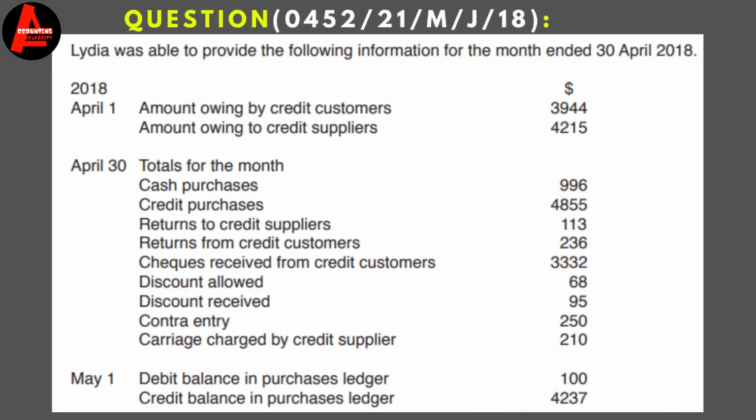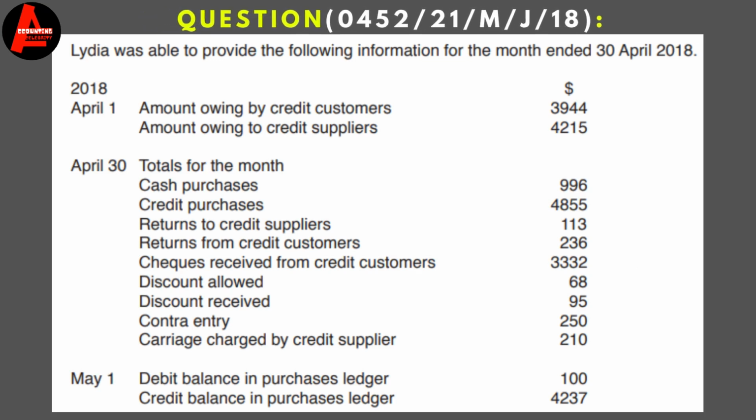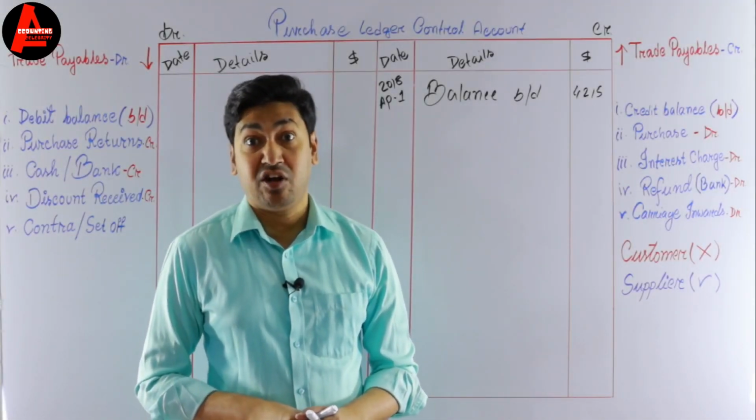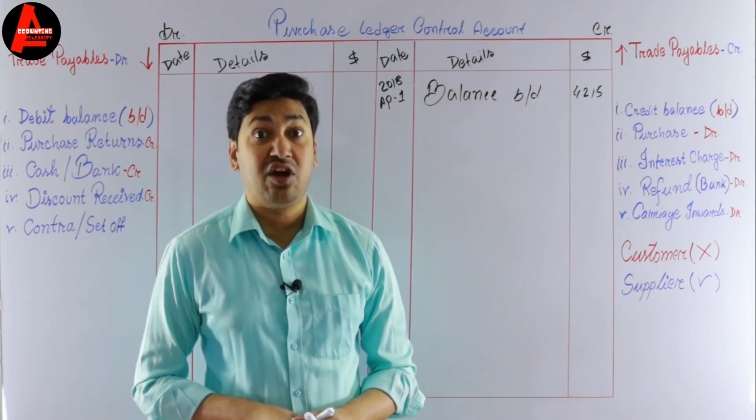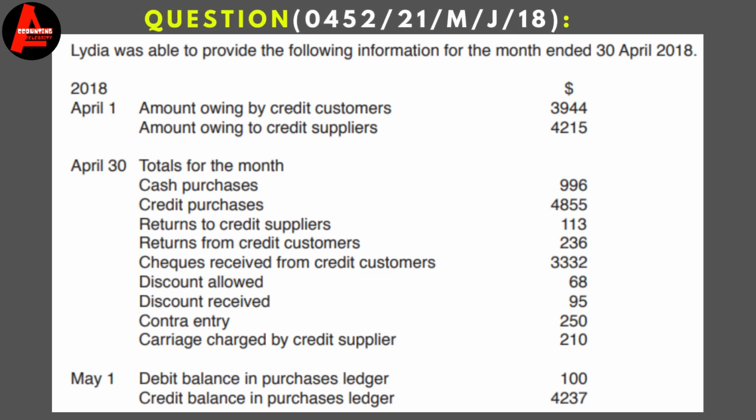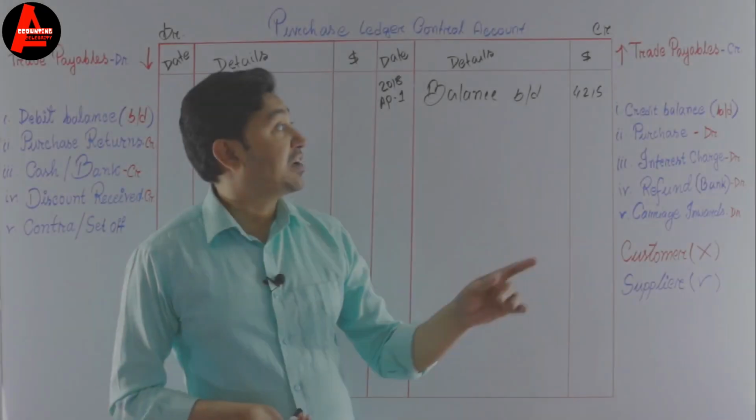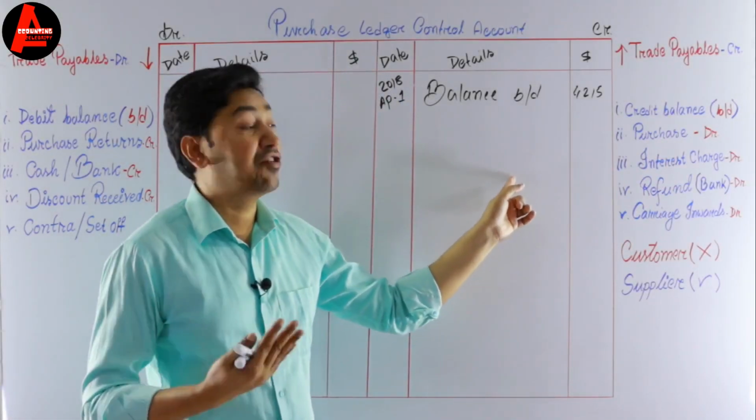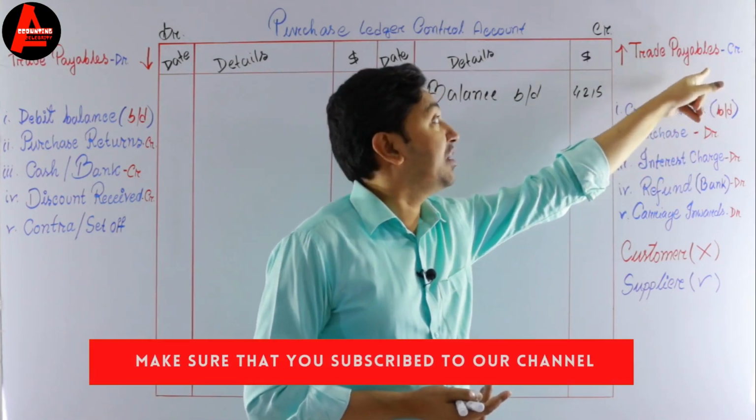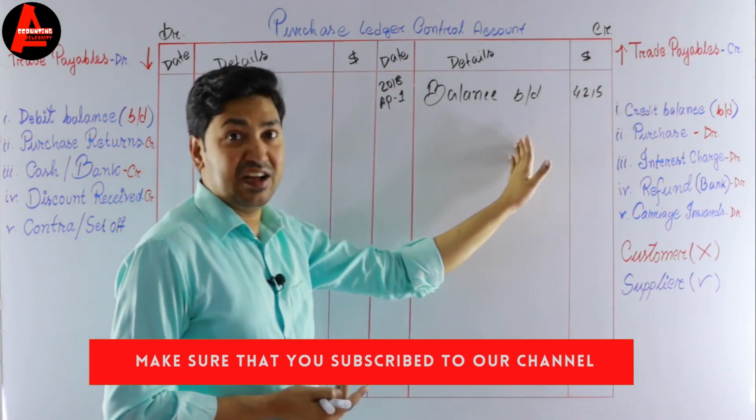Okay, so have a look at the question once again. April 30, totals for the month. Cash purchases. Cash purchases we never take in the control account. Do not forget, cash purchases are not to be included. Okay, fine. Next one is credit purchases 4,855. Okay, credit purchases. Already we know that purchases will be recorded on the credit side. The double entry for purchases: purchases to be debited, trade payables to be credited. So we are doing the trade payables control account, so we record it on the credit side.